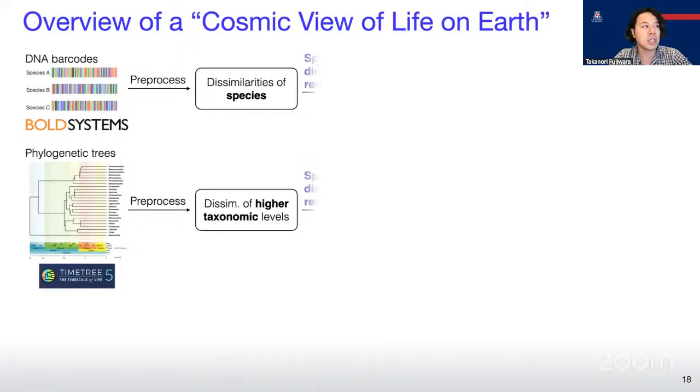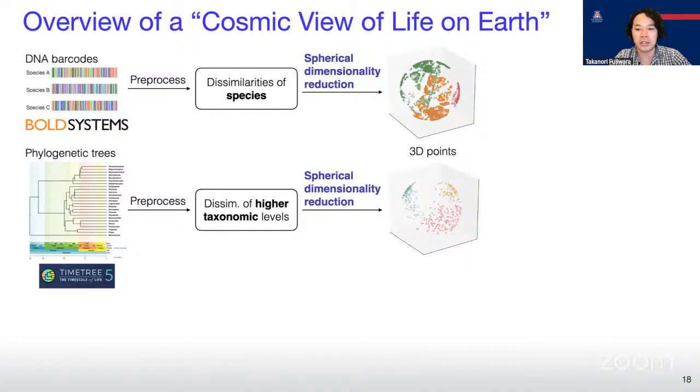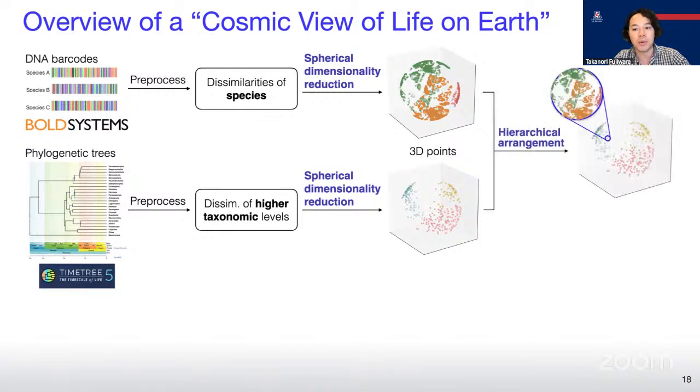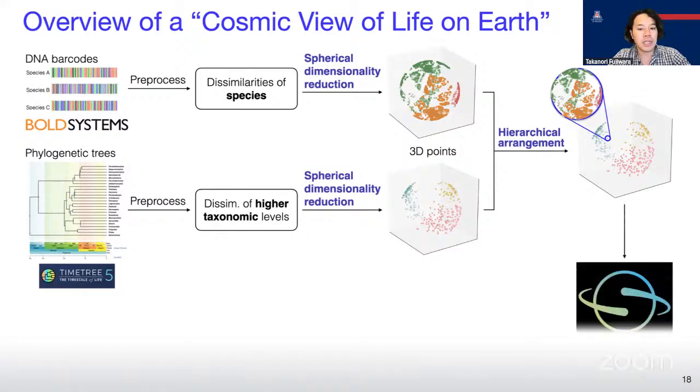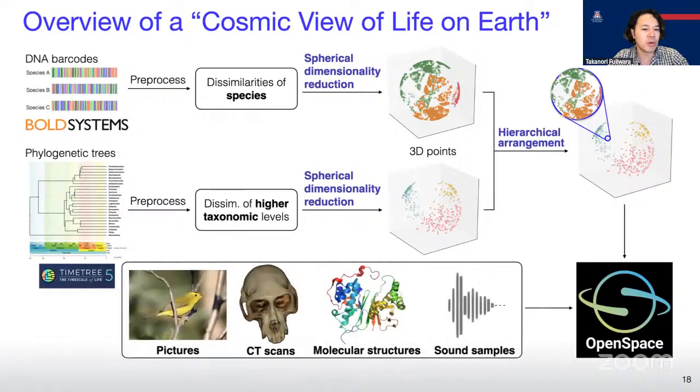After that, we apply a spherical dimensionality reduction method, which we newly developed for this project. Then we arrange these multiple 3D spherical points in a hierarchical manner, where we place a sphere into a sphere to embed a hierarchical organization. Then we render these 3D points using an astronomical software, OpenSpace. Because of the high flexibility of OpenSpace, we can even input various useful information for biological comparisons, such as pictures, CT scans, 3D models, even sounds.